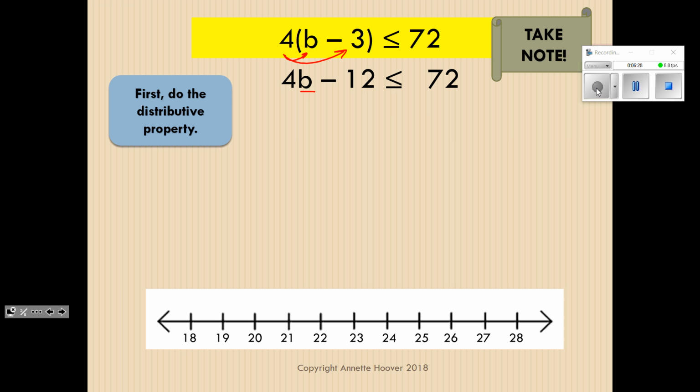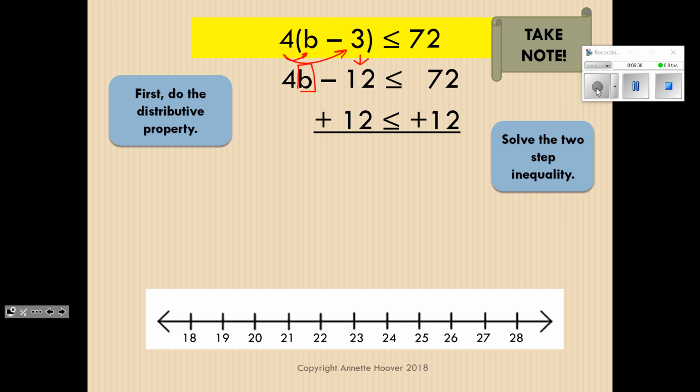We locate our variable. We move what is not attached to it first. That's a negative 12. We do the opposite of a negative 12. So we're going to do a positive 12 on both sides of the equation. Negative 12 and positive 12 cancel out. You're left with a 4b on the left side, and on the right side, 72 plus 12 is 84.